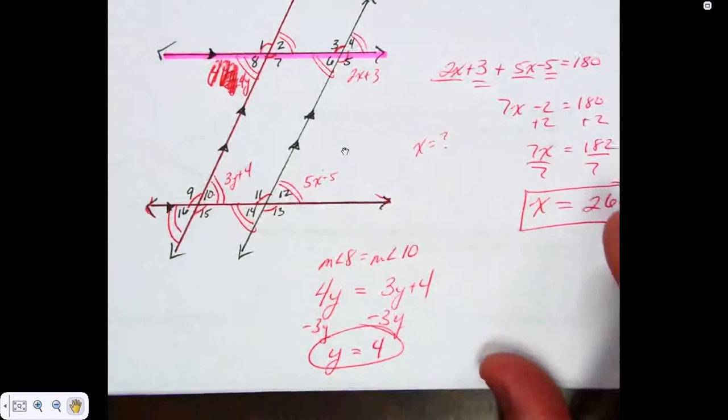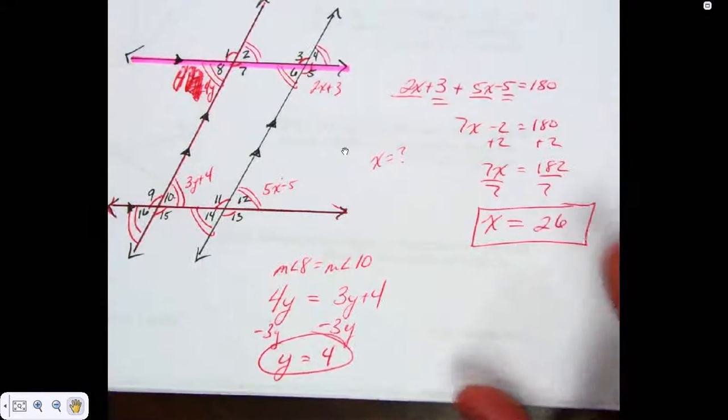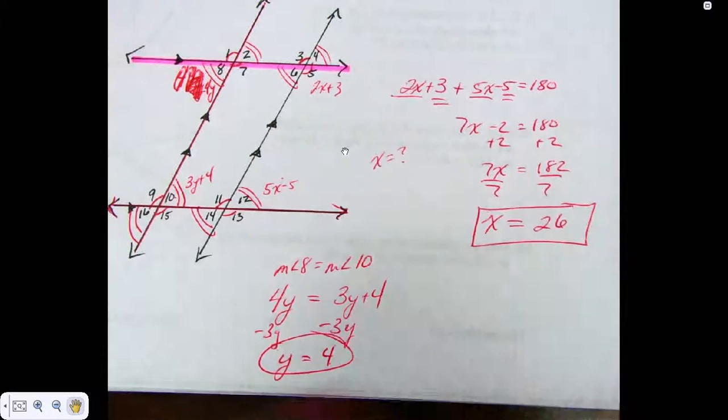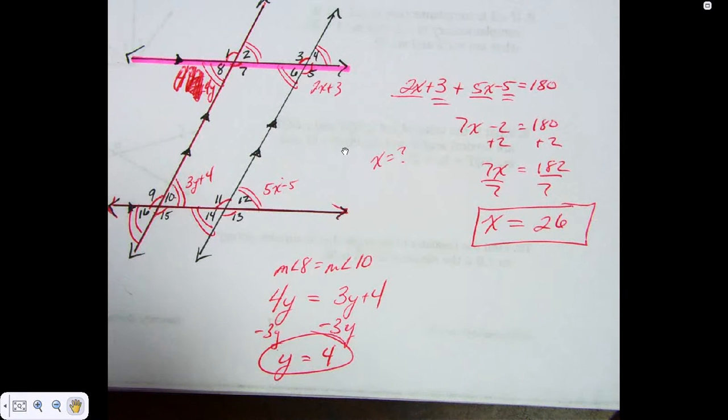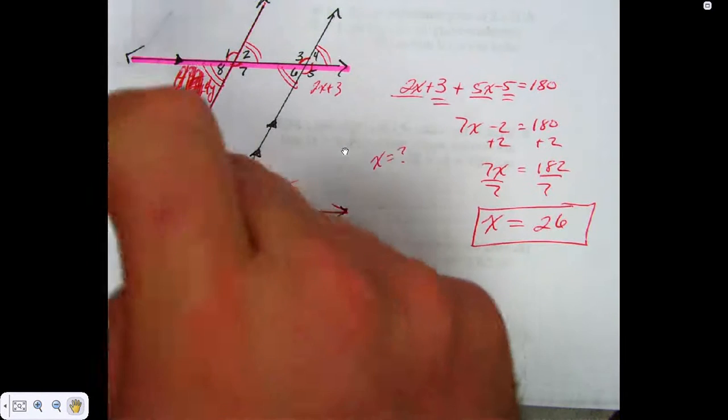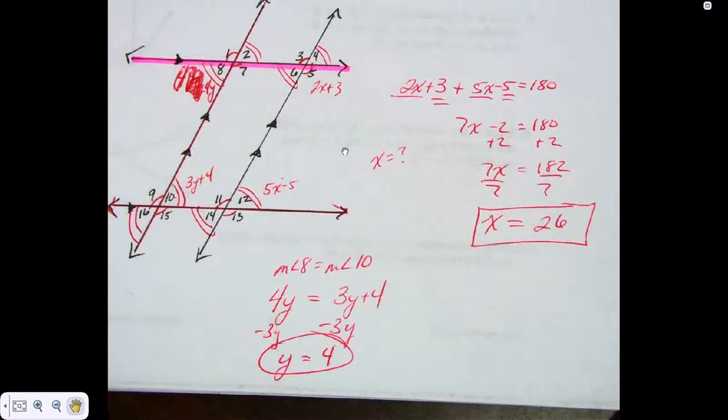That's pretty easy. But what are you going to have to figure out? Are they equal, or do they add to 180? Those measures that you have, are those just given to you? Yeah, given to you. I'm just making up problems, because they're going to give you problems where they'll say, hey, measure of angle 10 is 3y plus 4. The measure of angle 8 is 4y. Find y. You have to figure out how 8 relates to 10 before you can write an equation.